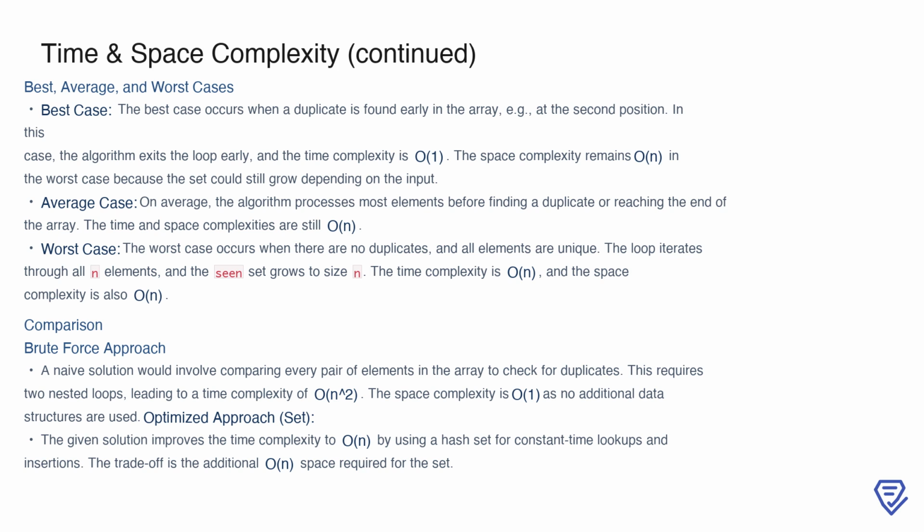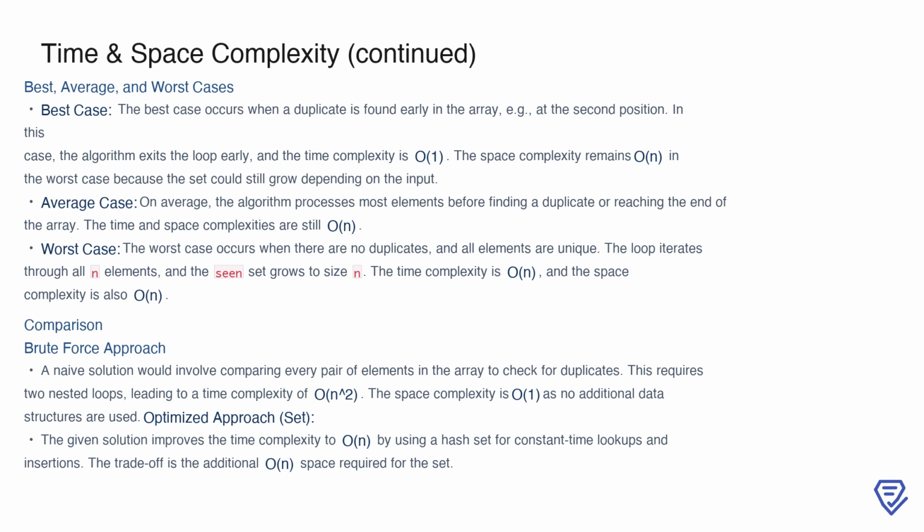For the average case, the algorithm typically processes most of the elements in the array before finding a duplicate or reaching the end of the array. The time complexity in this scenario remains O(n), and the space complexity is also O(n). In the worst case, where all elements are unique, the algorithm iterates through the entire array, and the seen set grows to the size of n. This results in a time complexity of O(n), and a space complexity of O(n).